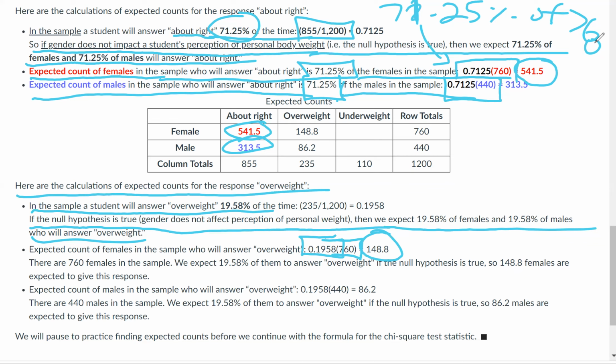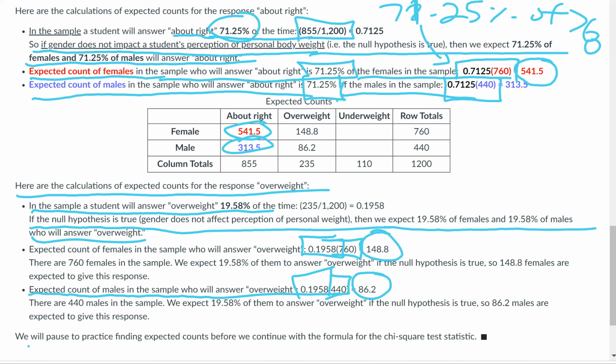And then the expected count of males to say overweight would be the same percentage in decimal form. The 19.58% in decimal form is 0.1958, times the number of males, which was 440. So we should expect 19.58% of the 440 males to say that they feel they are overweight. 19.58% of 440 is 86.2.